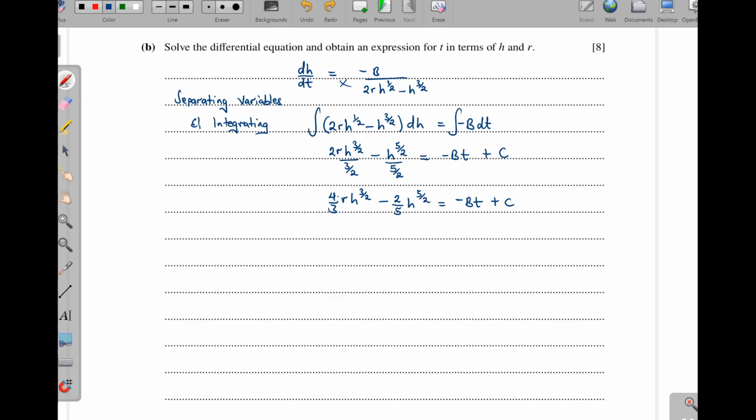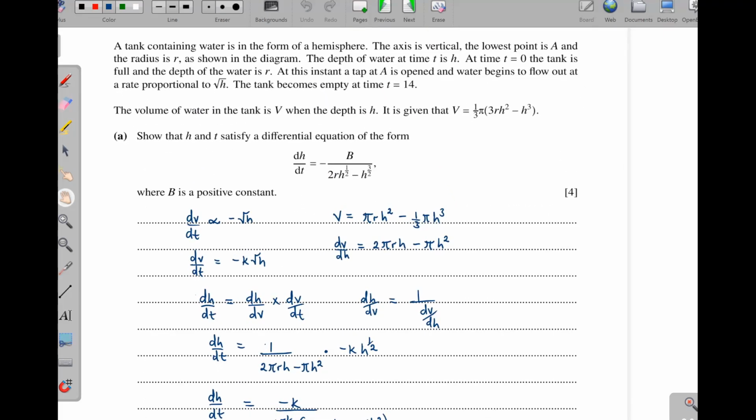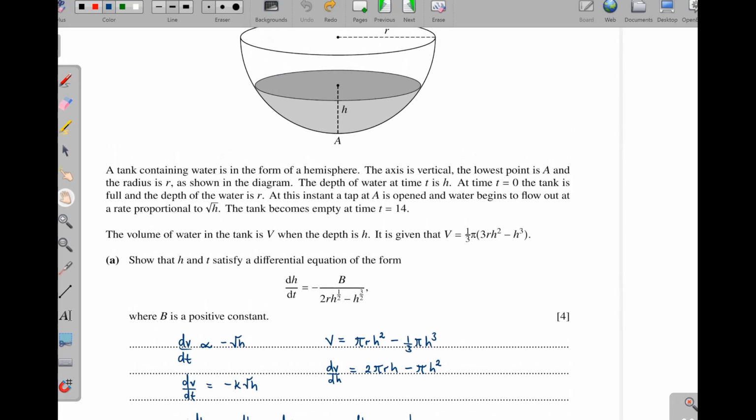Now, we are given conditions. When we use those conditions and get the value of c, we would have gotten what we call the particular solution. So let's go and check. When we go back here, they said that the tank becomes empty at t is equal to 14. That means h will be 0, because if the tank is empty, there is no depth of water in there.